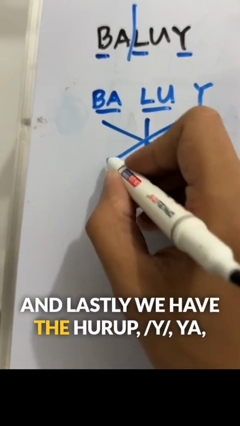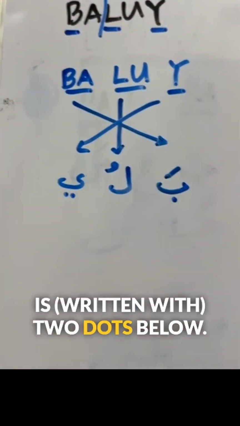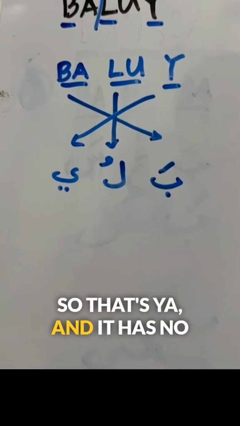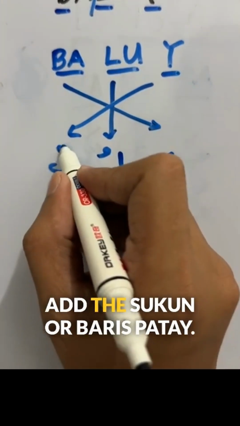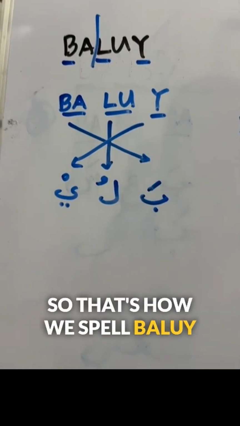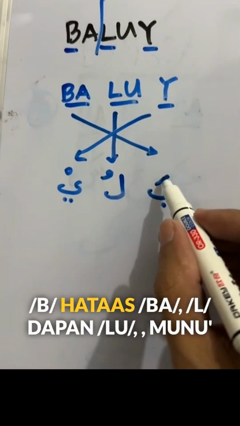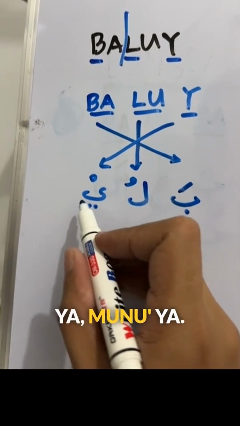And lastly we have the huruf ya. Ya is 2 dots below, so that's ya, and it has no vowel sound, so we just simply add the sukun or baris patay. So that's how we spell BALUY in Sulat Sug. Ba din atas ba, lam dapan lo, muno ya, luy.